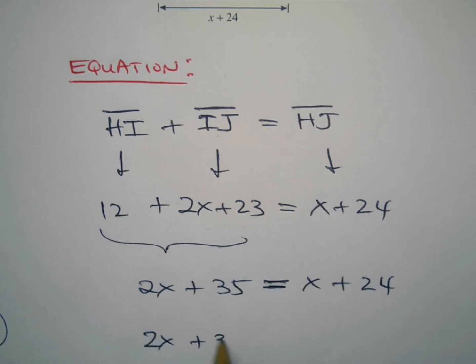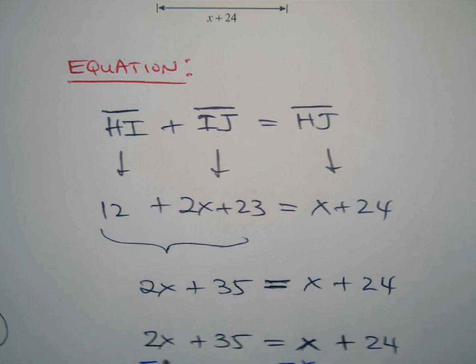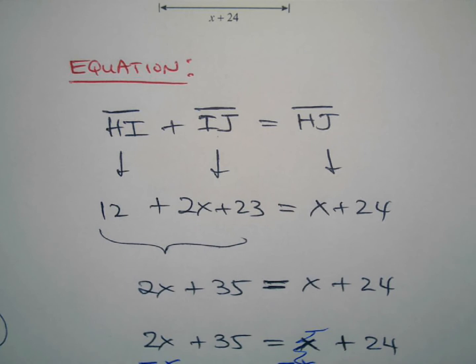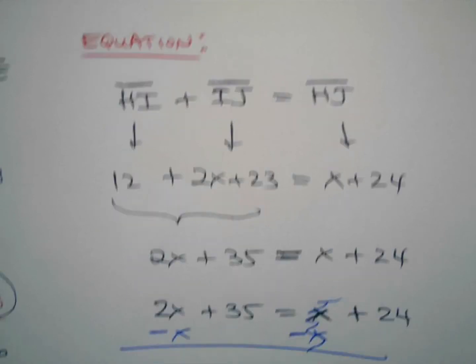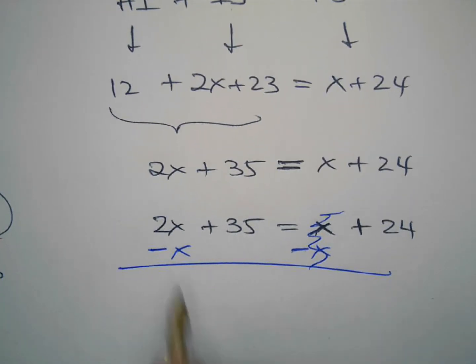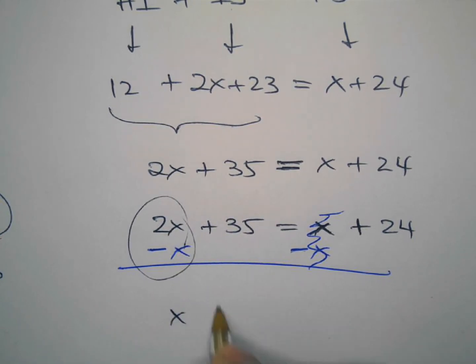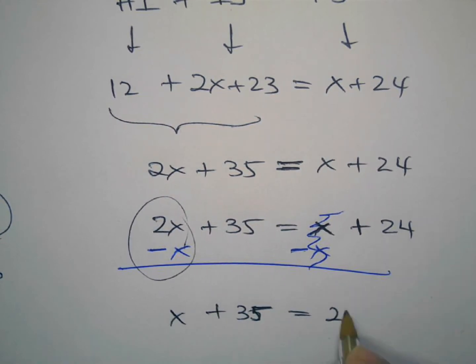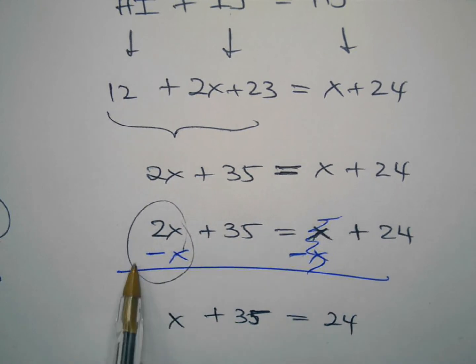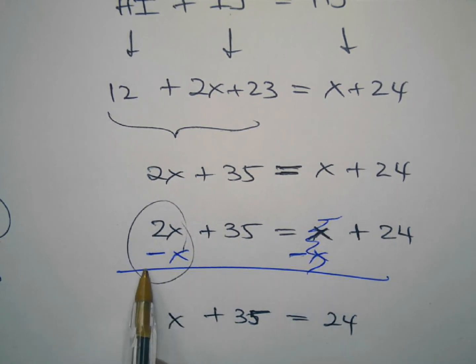So you learn to move all the numbers to one side and then move all the variables to the other side. I'm going to start with this x. I don't want this x here. I'm going to go minus x, minus x. So you'll be left with 2 take away 1 is just 1x, or just x, plus 35 equals 24. See, I got the variables on this side, on the left-hand side.